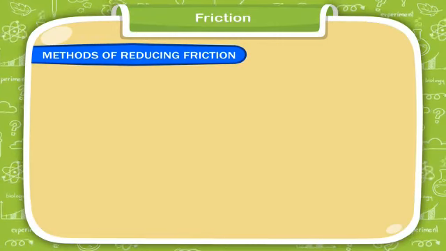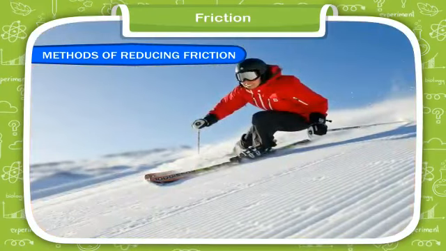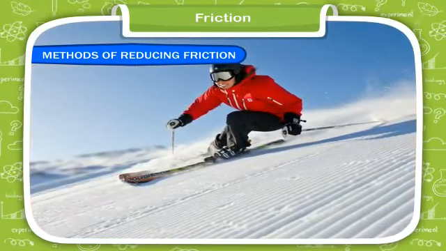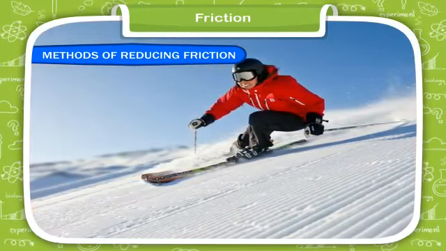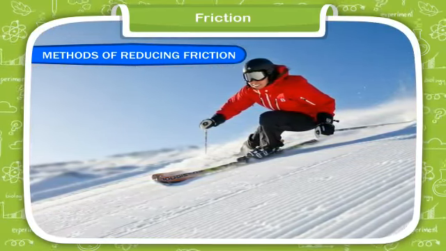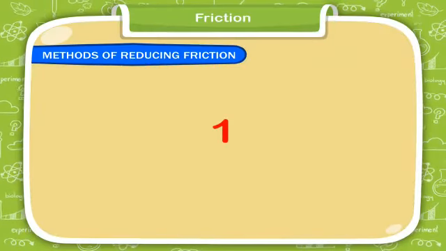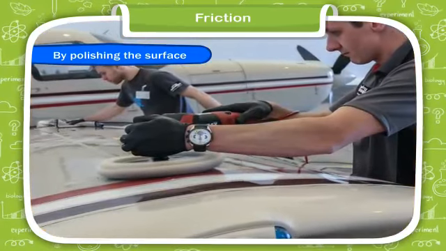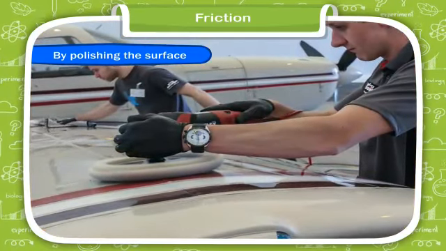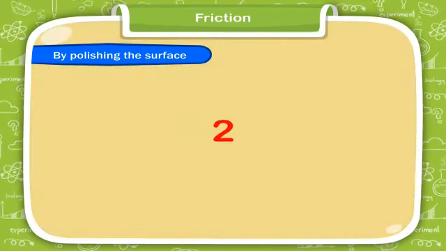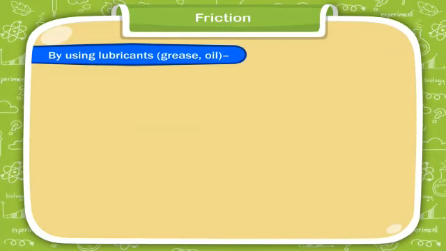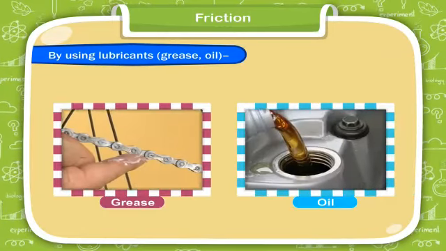Methods of reducing friction. Although friction between two surfaces can never be totally eliminated, it can be reduced in these ways. 1. By polishing the surface. This makes the surface smooth and reduces friction. 2. By using lubricants, grease, oil.